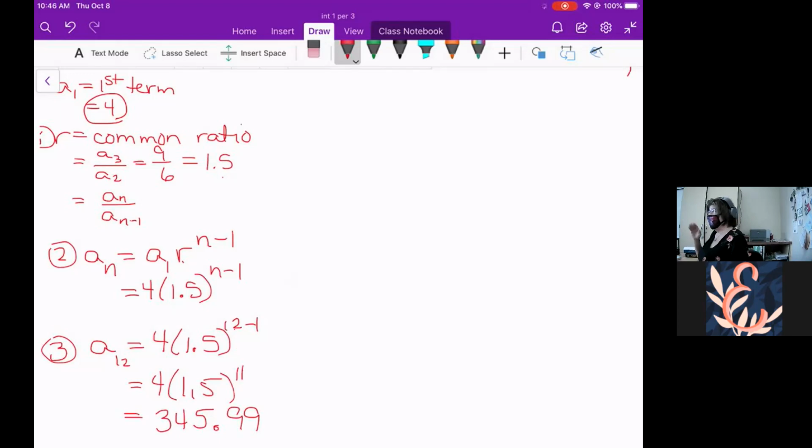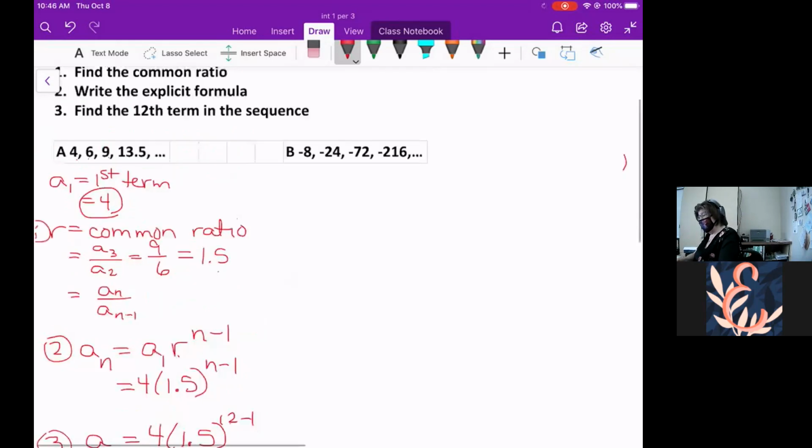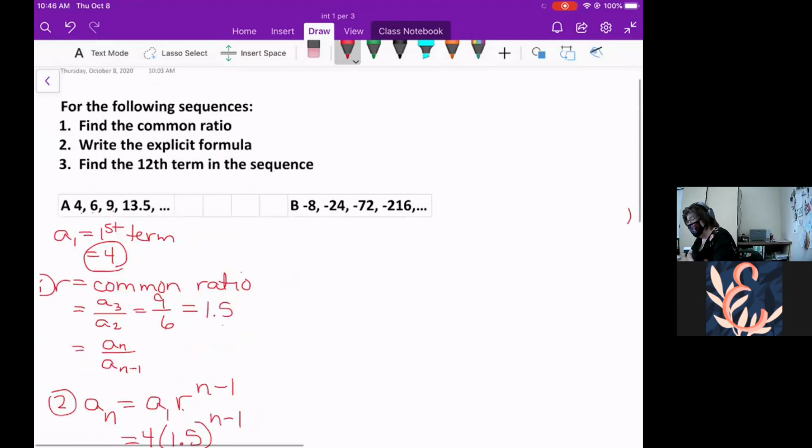All right, questions? Now let's do the same thing for the other one, but we'll be able to go a little faster because now we've covered it. For part one, I want the common ratio. Ratio, by the way, means fraction. Fraction means divide. So which two do you want to use? Santos, which two terms do you want to use to find the ratio? 24 and 72. Okay, so the 72 is after that, so that one goes on top over negative 24.